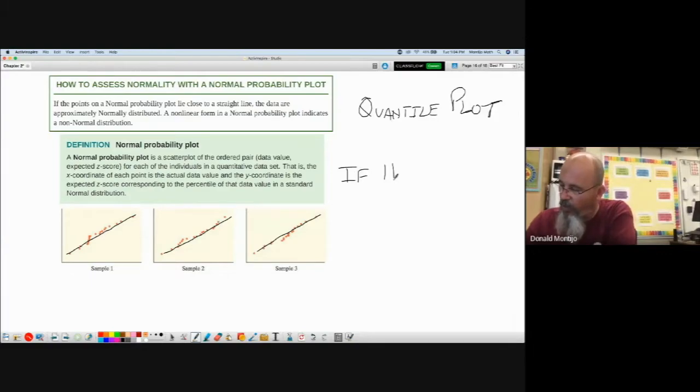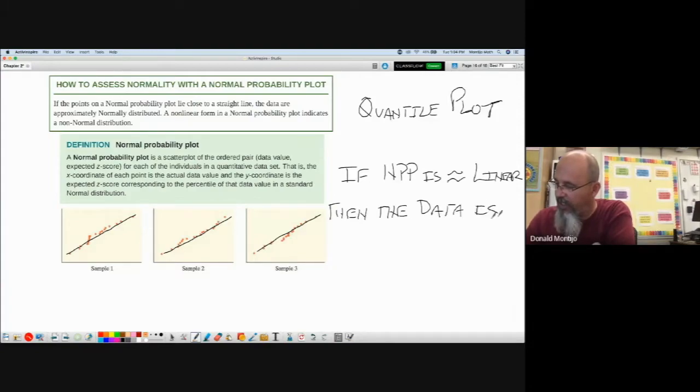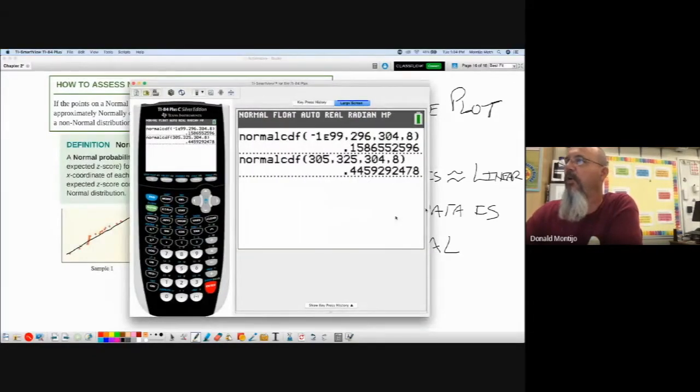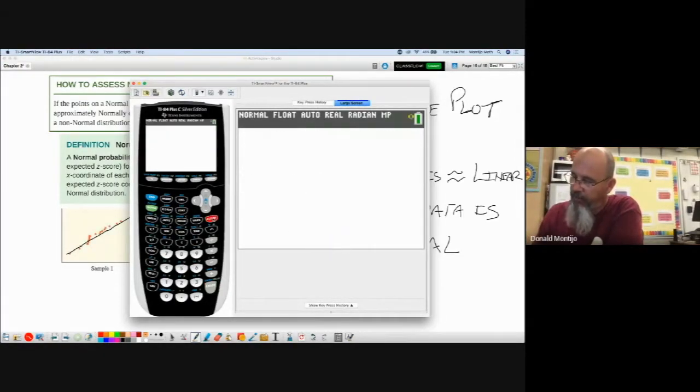If the normal probability plot is approximately linear, then the data is approximately normal. That's what we need to understand about a normal probability plot. So if we come back to our friend, the calculator, you guys are going to really appreciate the calculator in this class. If you don't have one by now, get one. You're going to be in big trouble without a graphing calculator for this course.